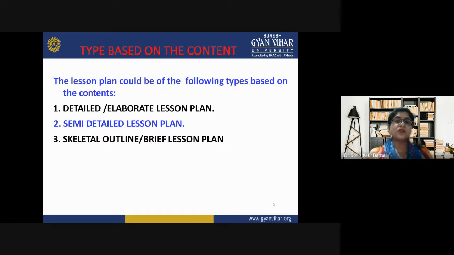Suppose you are teaching your students story writing. You just have step 1, step 2, step 3, and then you involve a moral or conclusion. That is the semi-detailed type of lesson plan that you are going to teach your students. Then thirdly, the skeletal, outline or brief lesson plan. We can call that a micro-teaching lesson plan, where you are teaching a small lesson in a very short duration in your classroom, which enhances your own teaching skills. All right, so these were the types based on the content.